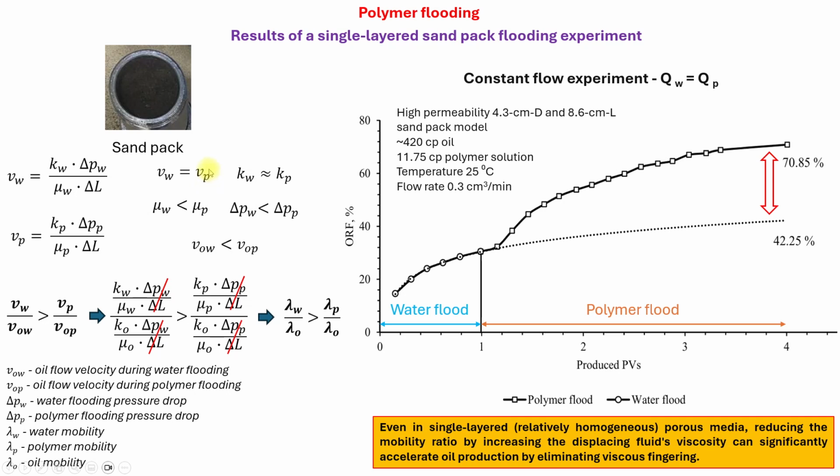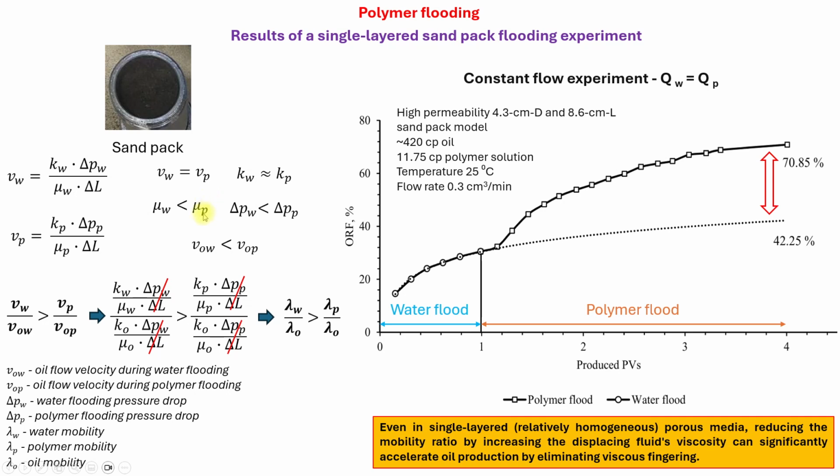So a question may arise: how could we decrease the mobility factor if the velocities of water and polymer were the same? Let's think about it. These are the formulas for the velocity of water and polymer in porous media. We can safely assume that the permeabilities of our sand to both water and polymer are equal. However, the viscosity of the polymer is much higher than that of water.